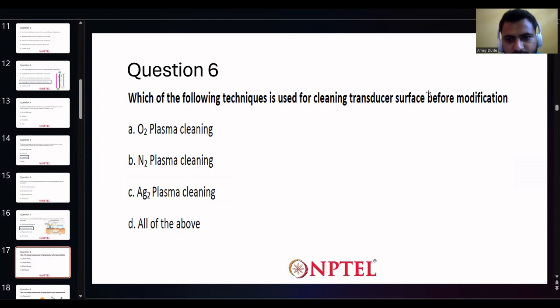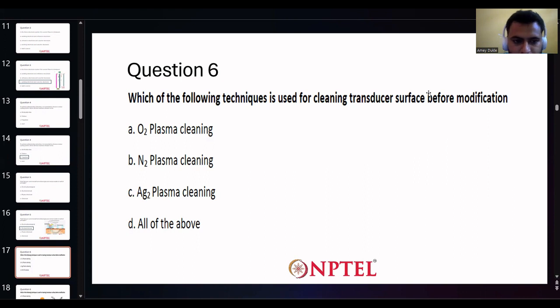Coming to the next question, which of the following techniques is used for cleaning the transistors before manufacturing? The options are oxygen plasma cleaning, nitrogen plasma cleaning, argon plasma cleaning, and all of these. When the transducer surface is there, even if there are fingerprints or something like that, there is organic matter. Because of these organic matters, the surface becomes hydrophobic, so it doesn't allow the biorecognition elements we actually want to coat to attach to the surface. So it is very important that we clean the transducer so we can get maximum addition of the biorecognition element to the surface.